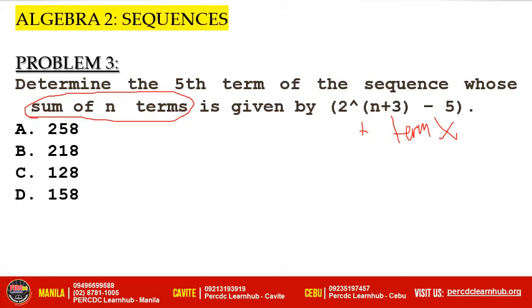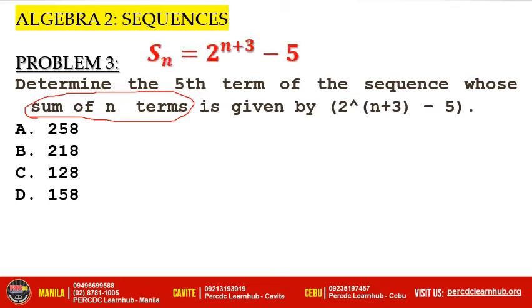So, yung tinatanong dito, class, is yung fifth term. So, para makuha natin yung fifth term, gamit ang equation na to, kukunin natin yung sum of first 5 terms, from the first term up to fifth term po yun siya, minus the sum of the first 4 terms. Kasi ang maiiwan po doon is yung fifth term na po mismo.